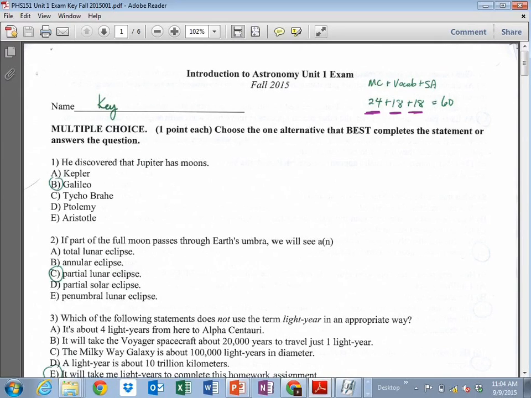Question 3, which of the following does not use the term light year in an appropriate way? Light year, of course, is a distance, so A, B, C, and D are correct, but E is incorrect. It's incorrect to use it as a time: it will take me light years to complete this homework assignment. So E is not correct. Question number 4.